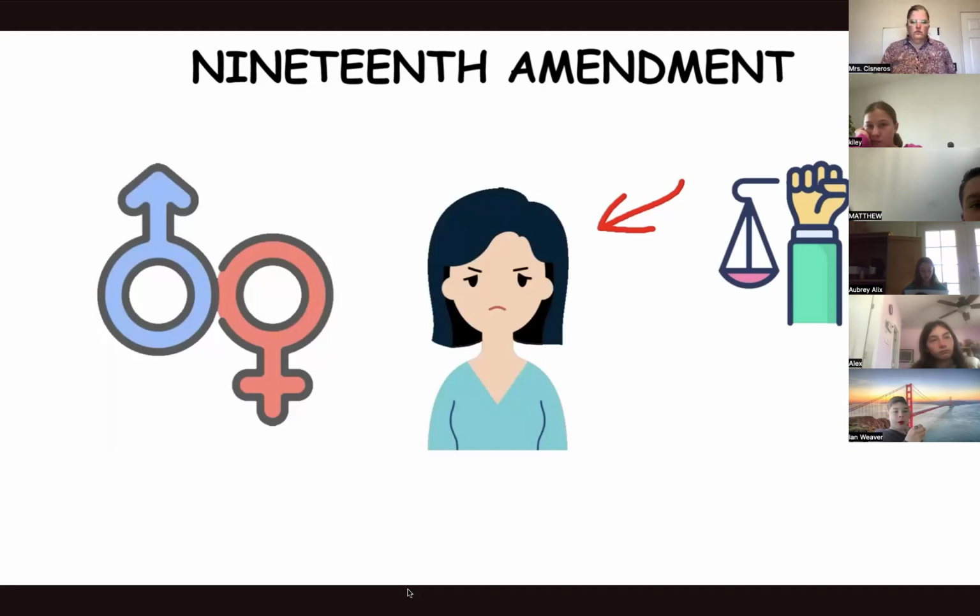26th Amendment lowers the voting age from 21 to 18, recognizing the maturity and citizenship responsibilities of younger adults, particularly in light of military service, and expanding democratic participation.